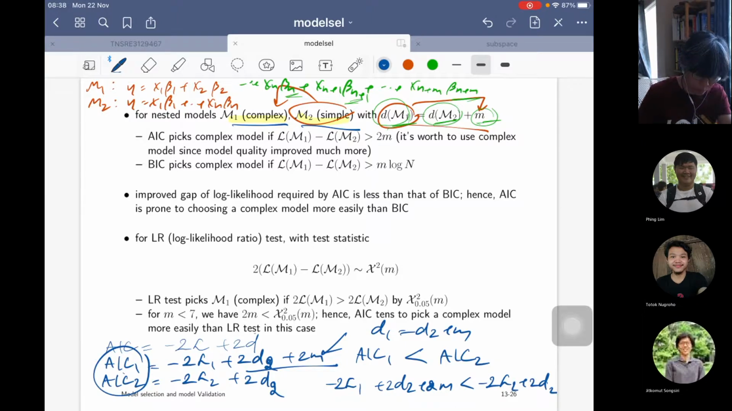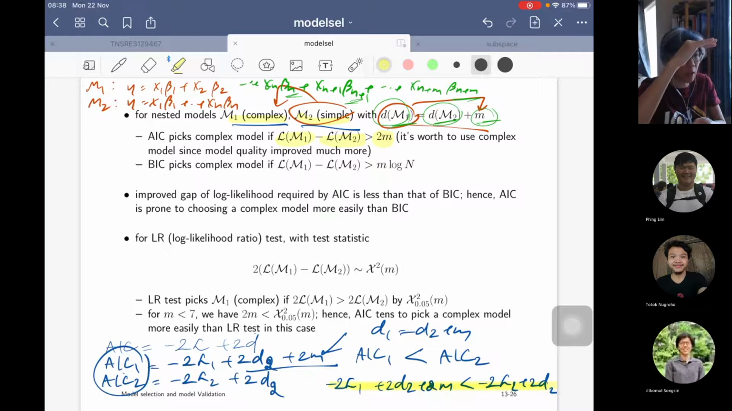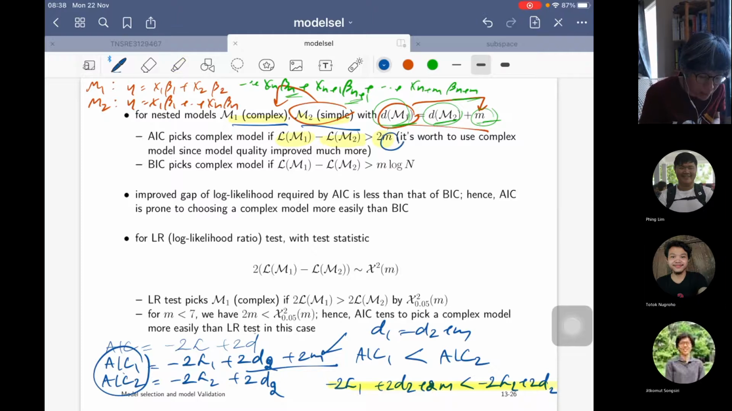Okay, so now we have this relation, and from this relation you will see that AIC will pick a complex model when the log likelihood from model M1, of course, is bigger than the log likelihood of model M2 by a threshold of 2m, which means the improvement you gain in the log likelihood function is big enough that it's worth trading off with the model complexity increased by the value of m.